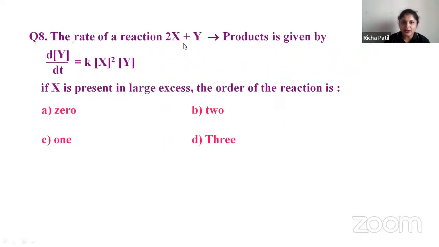The rate of the reaction 2x plus y giving products is given by this rate. If x is present in large excess, the order of the reaction is. Yes. So this is the rate of the reaction. If x is present in large excess, then what will happen to the order of reaction?